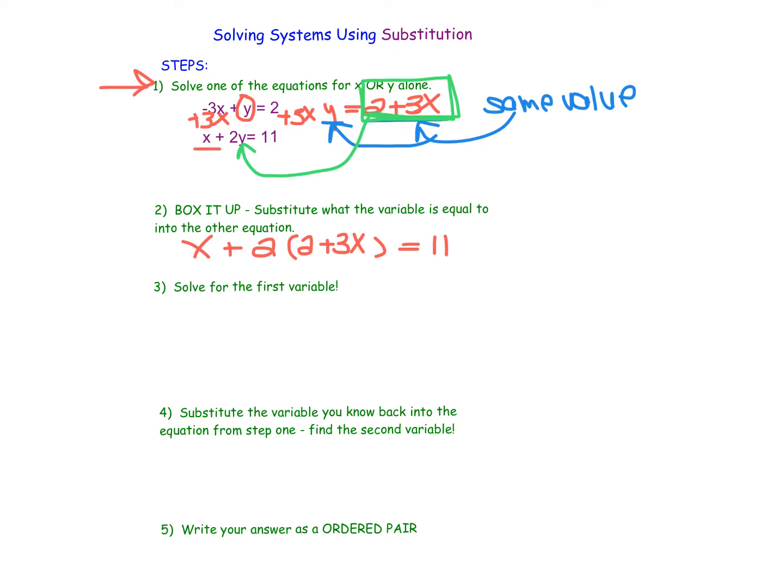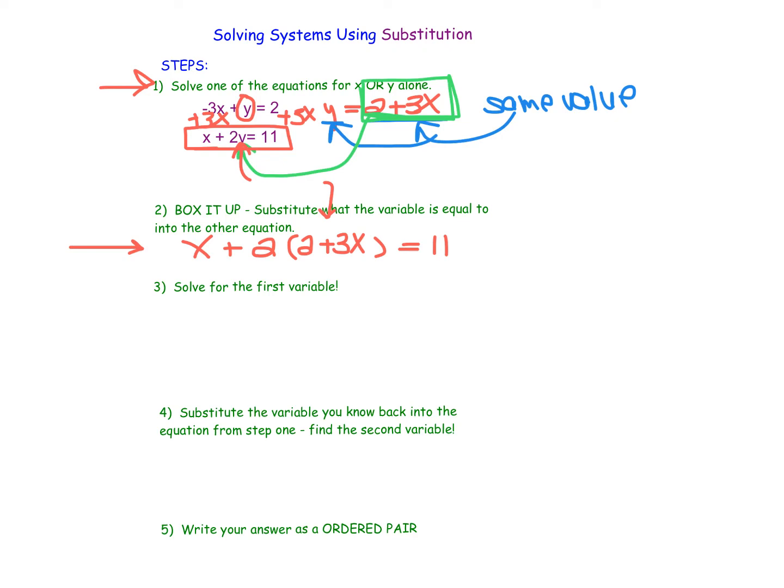So notice I have this exact same second equation here. All I've done is replace this y value with something that it's equivalent to, which is 2 plus 3x. But what's really nice here and why we can use substitution is if we look at this equation now, we'll notice that it only consists of an x variable.